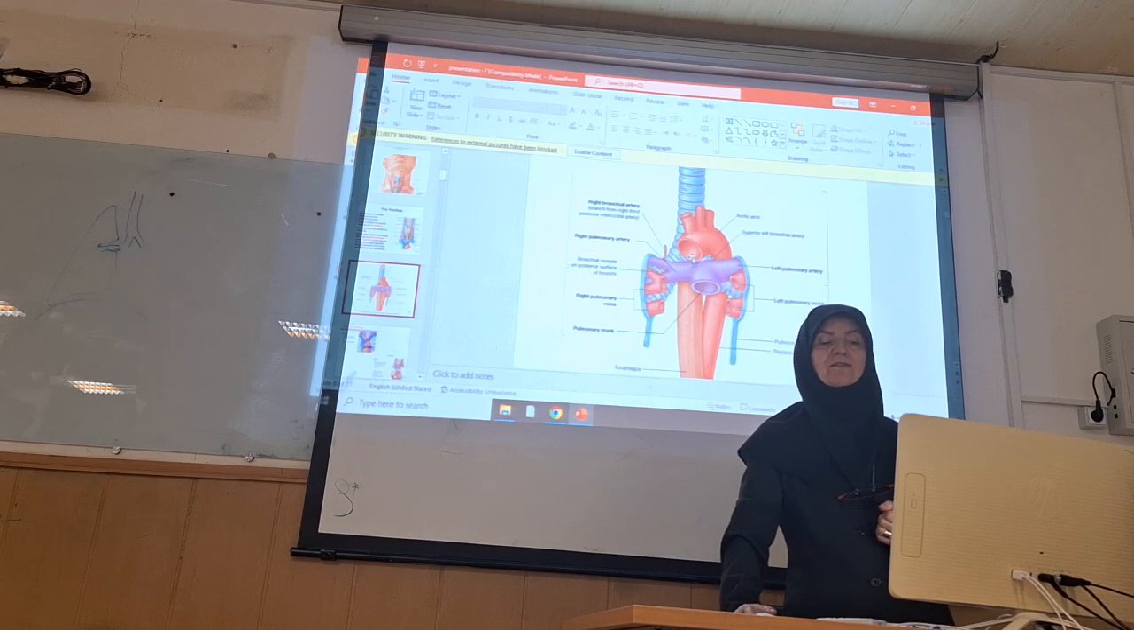Which structure is visible anterior to the trachea and to the left side of the trachea? Arch of the aorta. Which branches from the arch of the aorta are visible anterior to the trachea? Brachiocephalic trunk and left common carotid. Are you able to find the left subclavian anterior to the trachea?